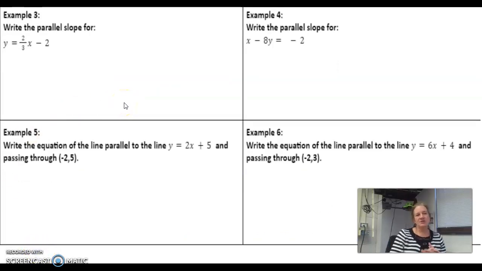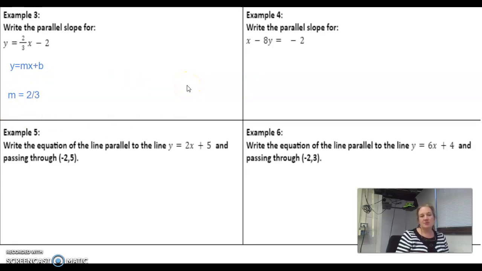So what we're going to do here is example 3. I'm looking at this, write the parallel slope. Oh, well, that's easy. If I just write y equals mx plus b underneath, 2/3 is in the m spot, so any line that's parallel is going to have a slope of 2/3.